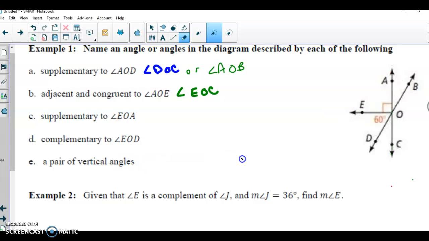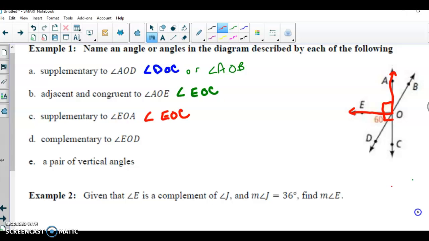All right, next one, supplementary to EOA. So again, supplementary means that they add up to 180. EOA is actually the same angle we were talking about. AOE and EOA are the same angle. They are, and that is 90 degrees. Well, what's supplementary to it? Another 90-degree angle, which would be this little corner right here. So actually, C has the same answer as B, angle EOC.